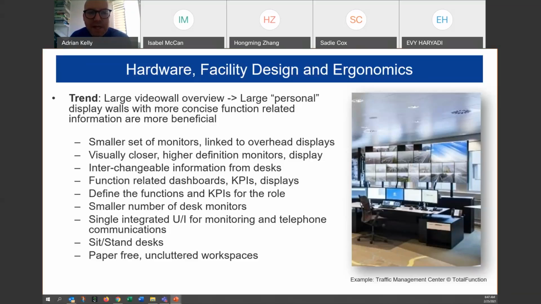So that's the trend we're seeing on hardware and ergonomics. And then finally on decision support, the last slide, I think.